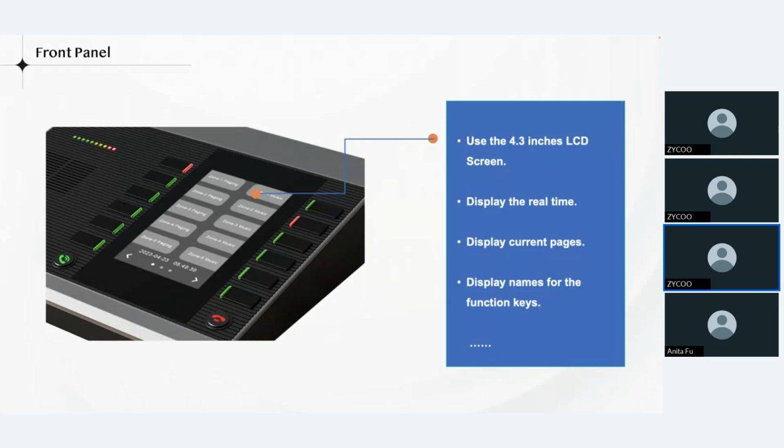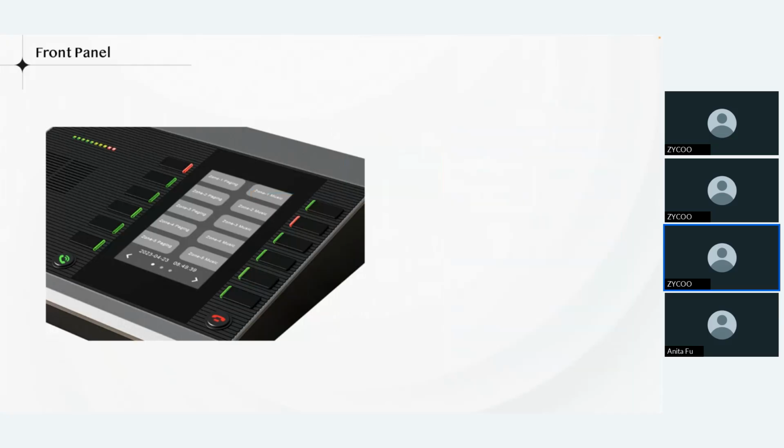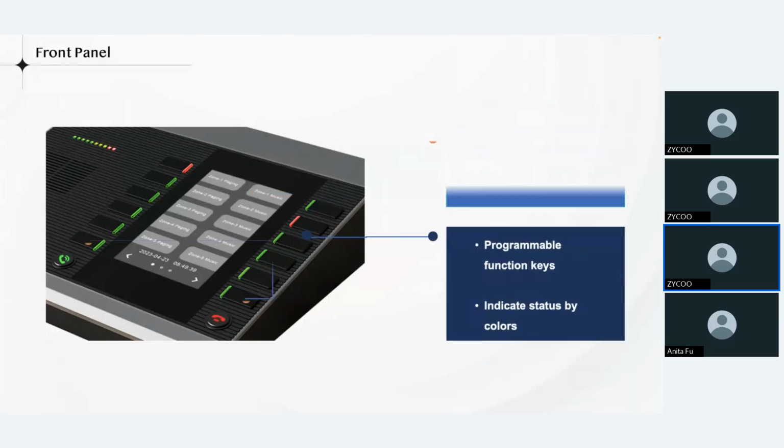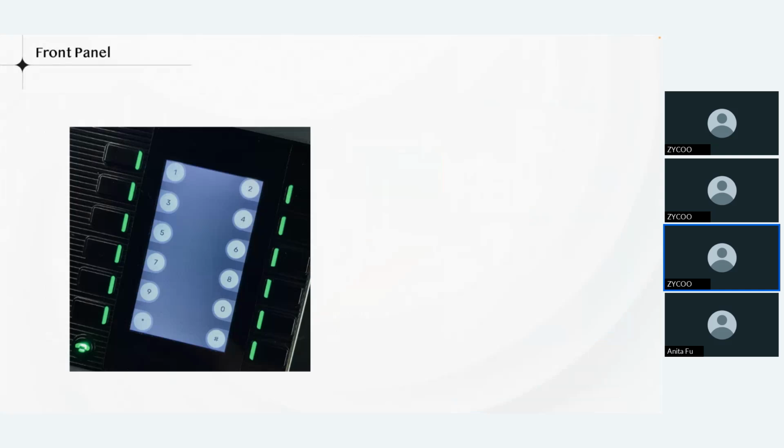The green one means the key is active but not executing. The red one means the key action is currently running, and the unconfigured keys will remain off. Color feedback allows the operators to quickly understand which keys are in use or idle. Okay, and let's move on to the next page.